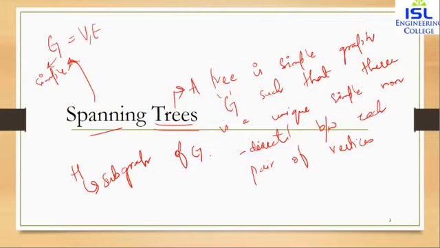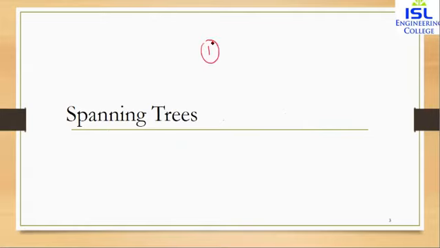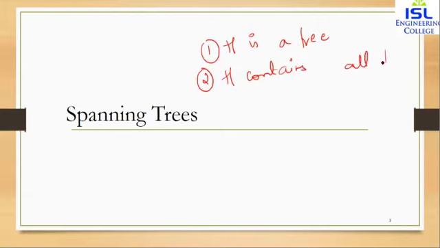Whenever we talk about a spanning tree, we talk about two conditions. The first condition is that H, which is a subgraph of G, is a tree. That is, the path between any two distinct vertices should be undirected, which is the definition of a tree. So H should be a tree. And the second condition is that H contains all the vertices of G.